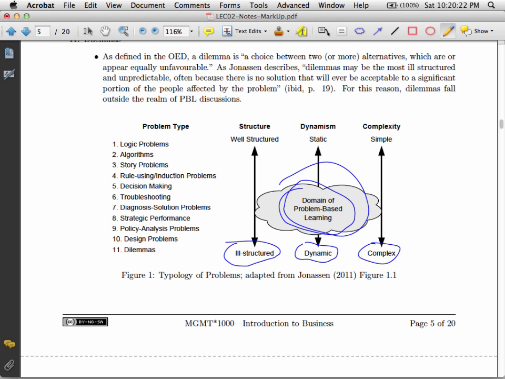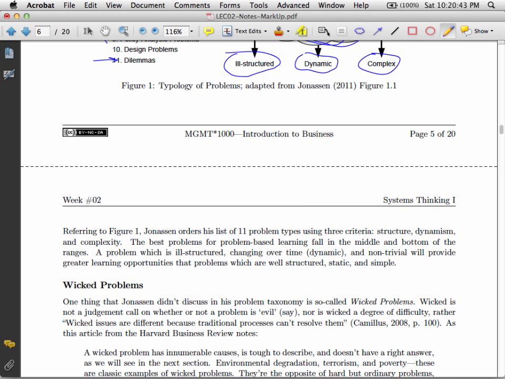And we gave some examples in class of logic problems, decision-making problems. This is the drink water problem, policy and strategic problems, Tim Hortons and the Burger King deal. We looked at dilemmas, so on and so forth. So that was a little discussion of problems.